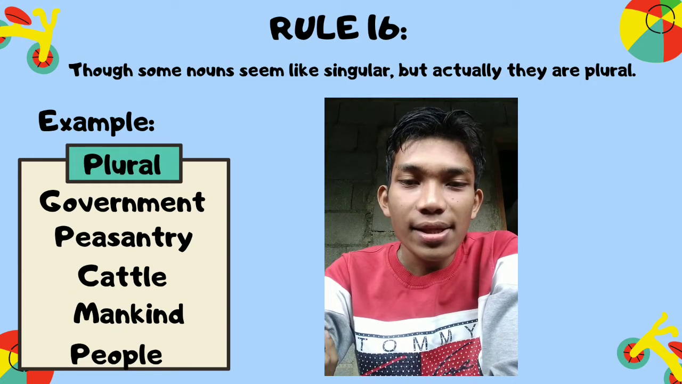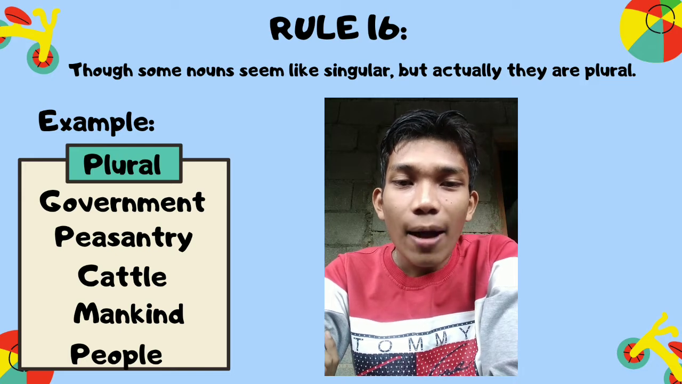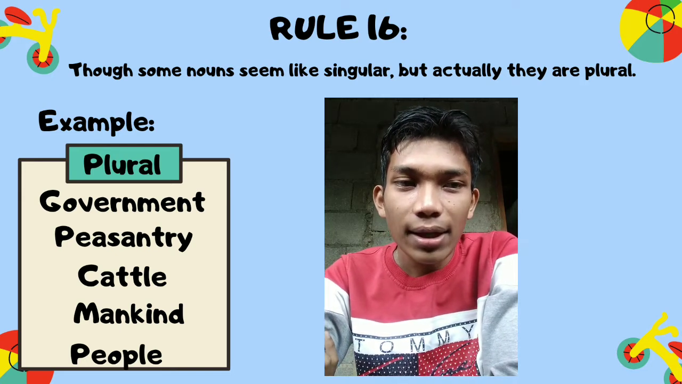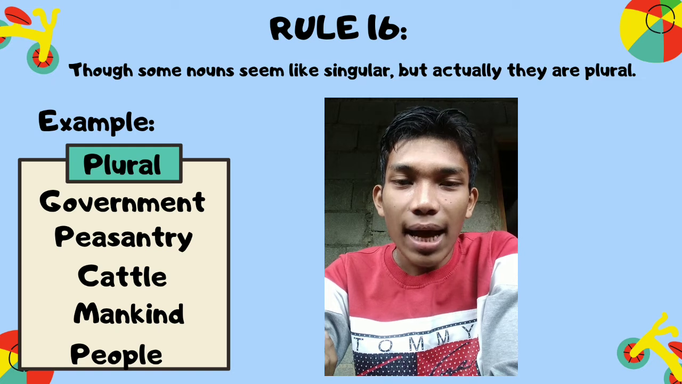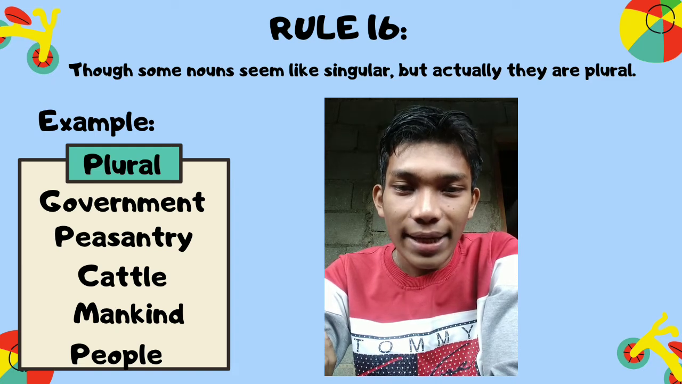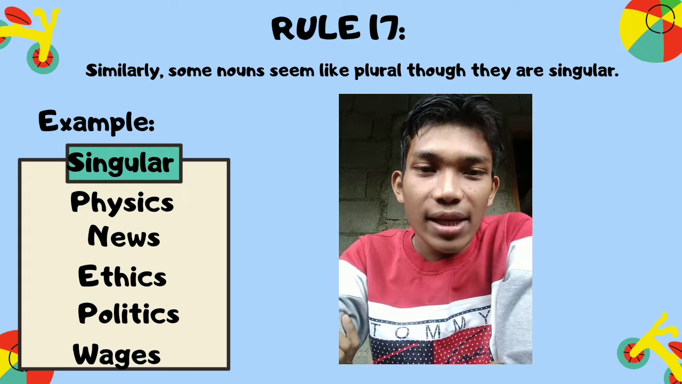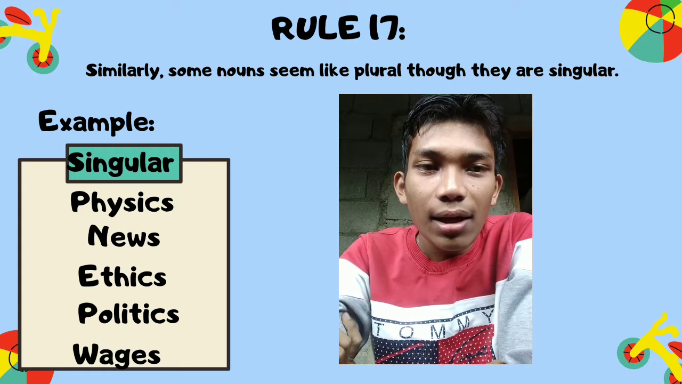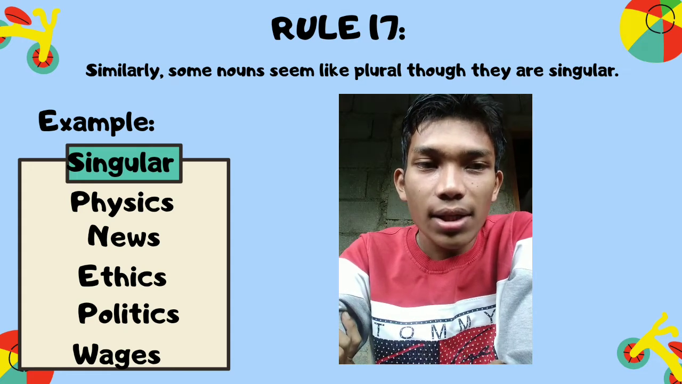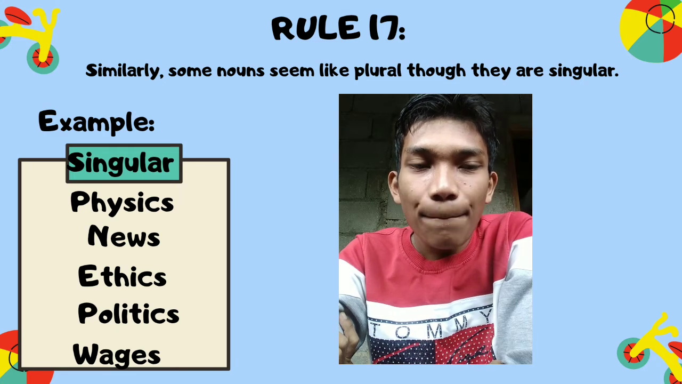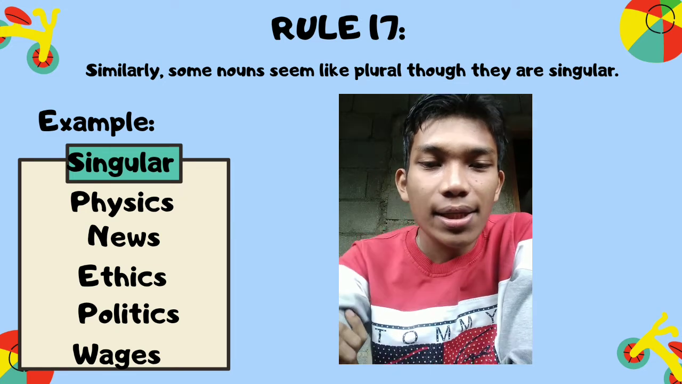In rule number 16, there are also nouns that seem like a singular but are in a plural form. For example, government, peasantry, cattle, mankind, and people. In the next rule, there are nouns that seem like a plural but they are singular. For example, physics, news, ethics, politics, and wages.